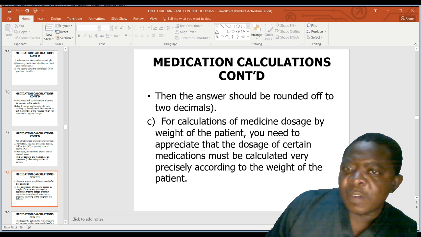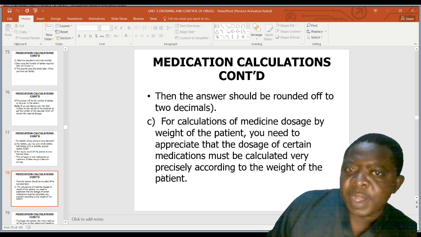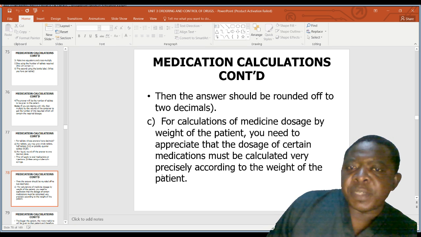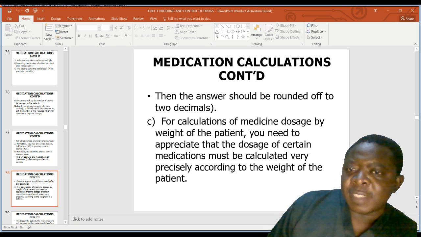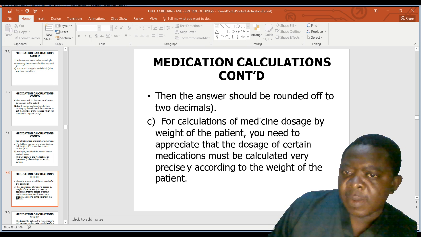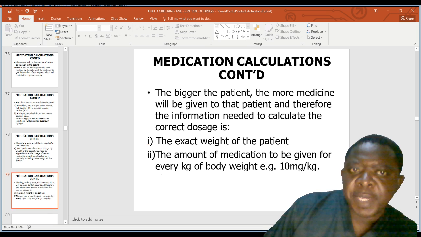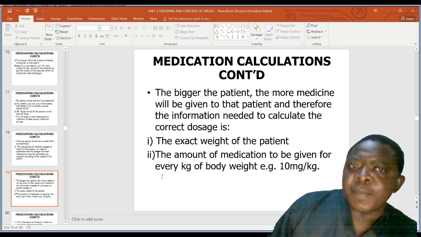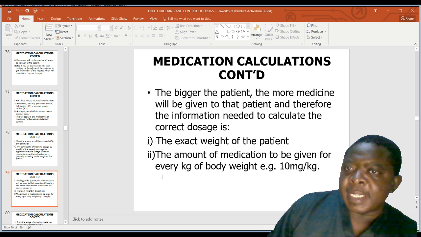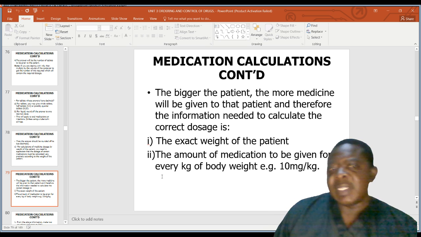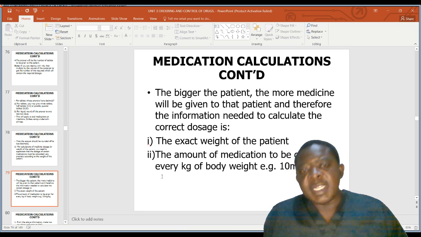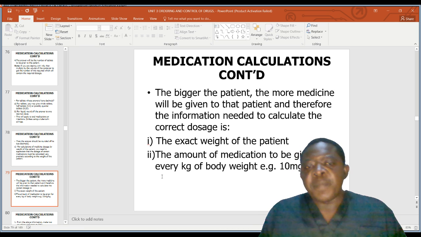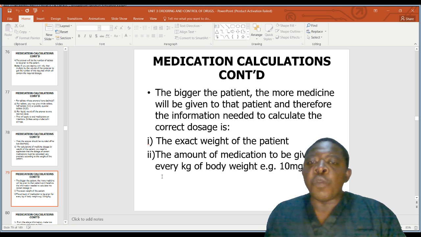For calculation of dosages by weight of the patient, you need to appreciate that the dosage of certain medication must be calculated very precisely according to the weight of the patient. The bigger the patient, the more medicine will be given to that patient, and therefore it needs to be calculated to the correct dosage. You need the exact weight of the patient and then the amount of medication to be given for every kg of body weight.